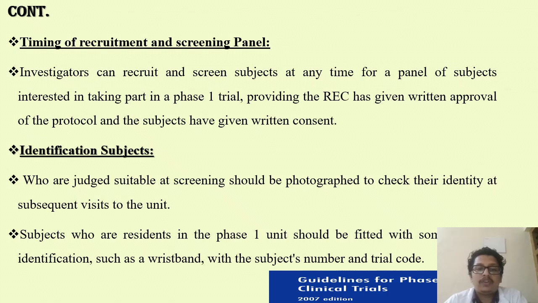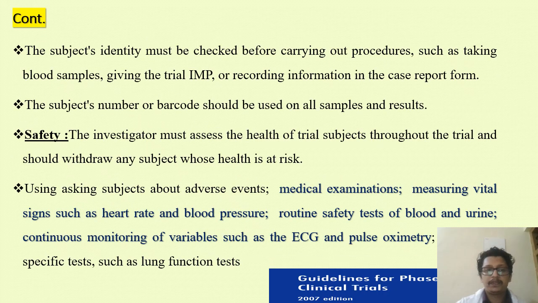Subjects who are resident in the phase 1 trial unit should be fitted with an identity badge or wrist badge, or a number or trial code should be given to them. The subject's identity must be checked before carrying out procedures such as taking blood samples, giving the trial IMP, and recording information in the case report form. Subject number or barcode should be used on all samples and results safely. The investigator must assess the health of the trial subject throughout the trial and should withdraw any subject whose health is at risk.